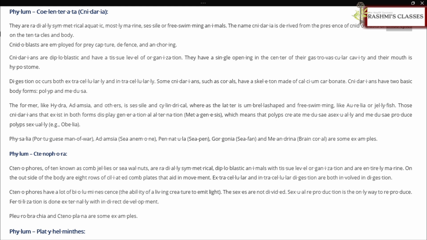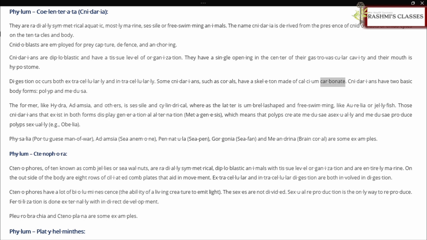Cnidoblasts are employed for prey capture, defense, and anchoring. Cnidarians are diploblastic and have a tissue level of organization. They have a single opening in the center of their gastrovascular cavity, and their mouth is the hypostome. Digestion occurs both extracellularly and intracellularly. Some cnidarians, such as corals, have a skeleton made of calcium carbonate.